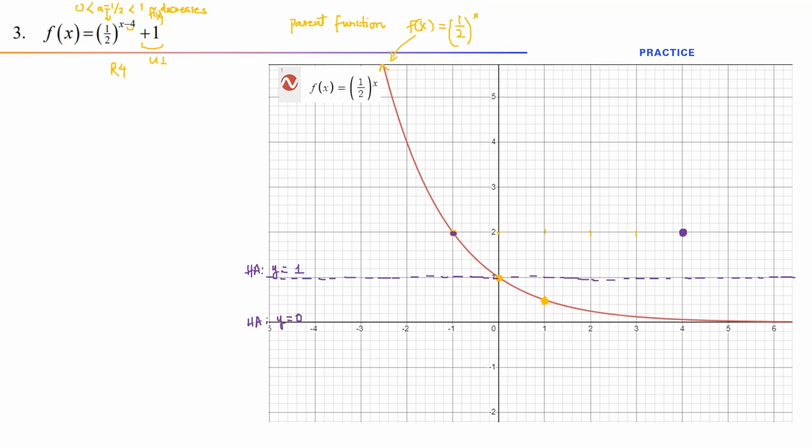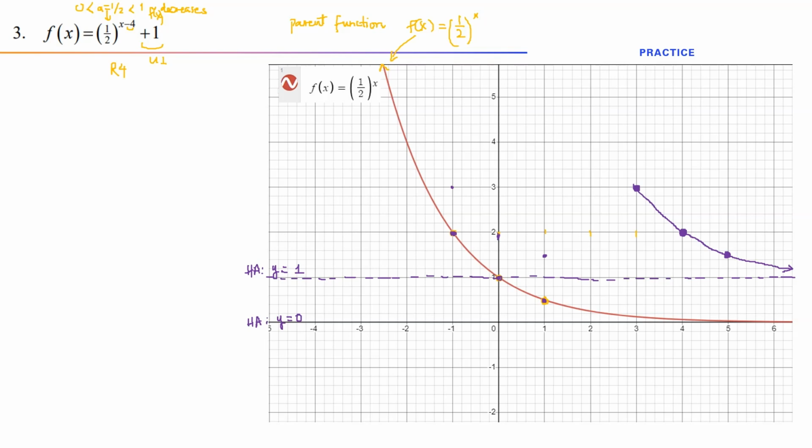The horizontal asymptote of the new one is y equals 1. Now this point, we go up 1 unit, then 4 units to the right. This one, go up 1 unit, then 4 to the right. Now we can connect them, close to the horizontal asymptote.